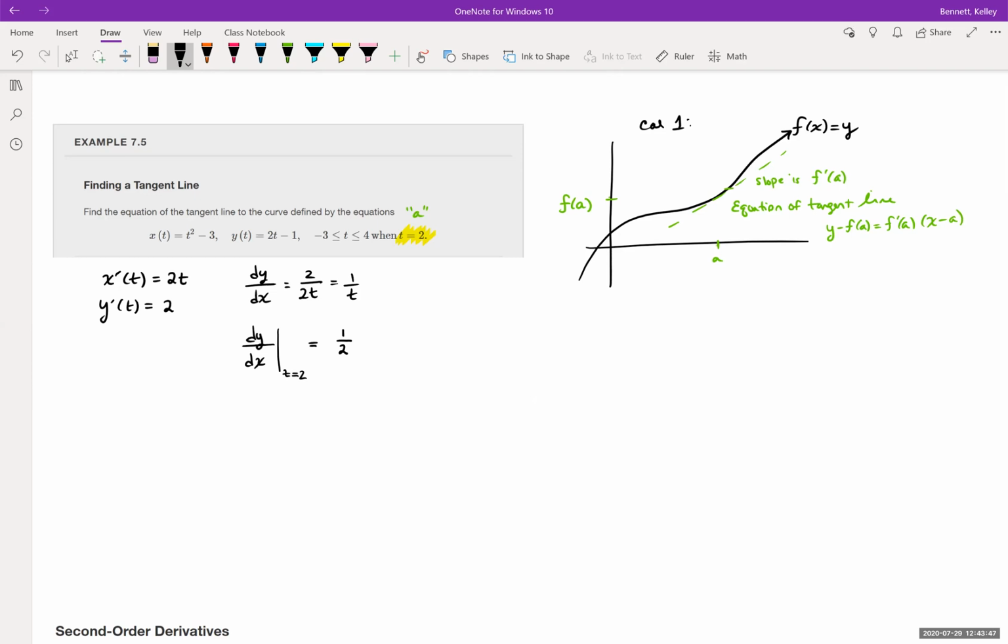Then we also need the point. So this is our slope. And we need a point. So x of 2 equals, what does it equal? 1. And y of 2 equals 3. So our point that we're using is 1, 3.